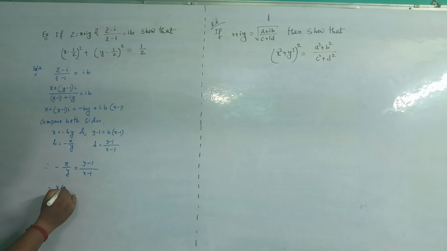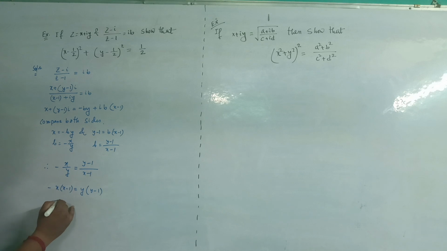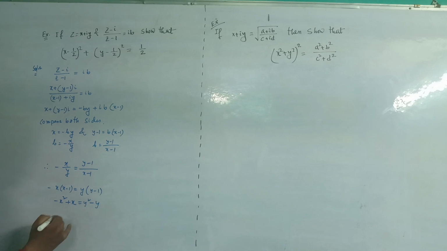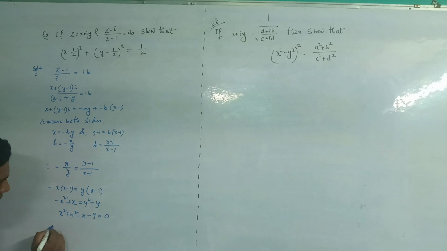So therefore minus x by y equals y minus 1 by x minus 1. So minus x into x minus 1 is equal to y into y minus 1. So minus x square plus x is equal to y square minus y, or x square plus y square minus x minus y is equal to 0. But we need to prove x minus half whole square, y minus half whole square.